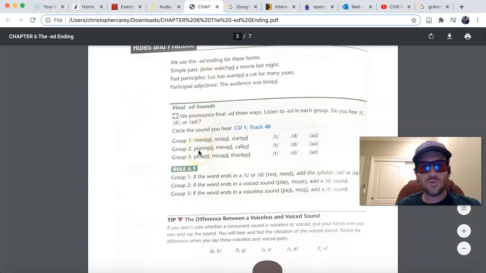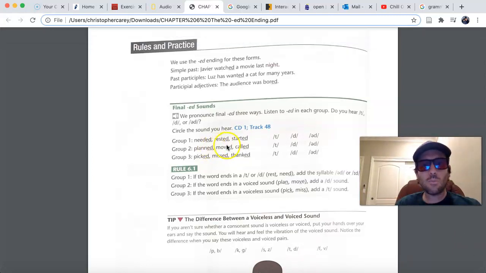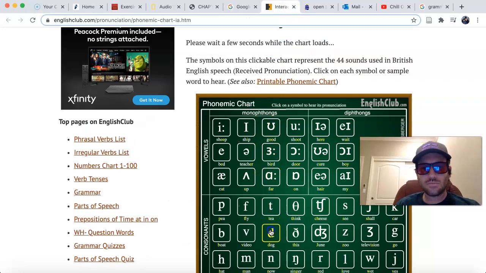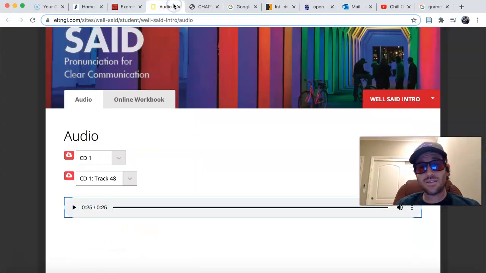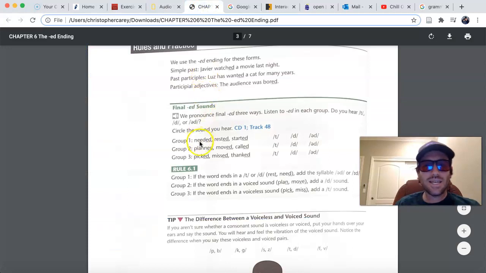And group 2: planned, moved, called. Notice for all three of these, the E doesn't make a vowel sound. It's silent, right? Planned, moved, called are examples of the D consonant sound. D, d, d. And you can guess the first one, needed, rested, started.